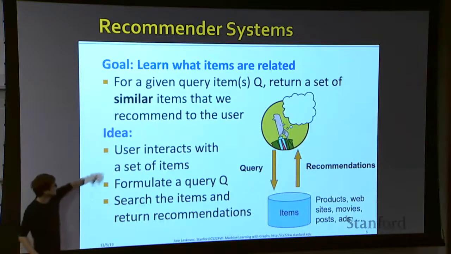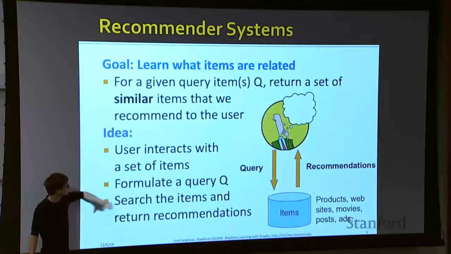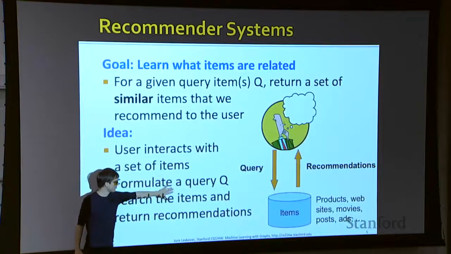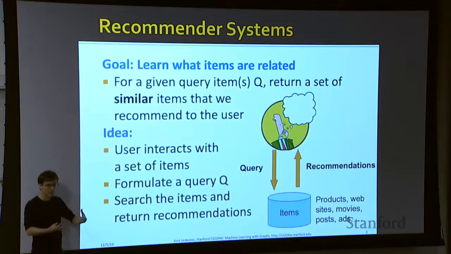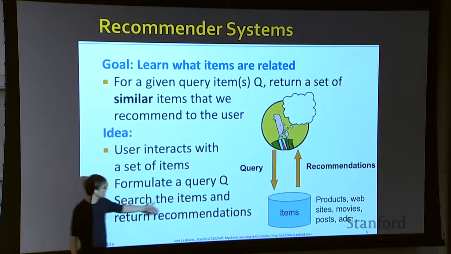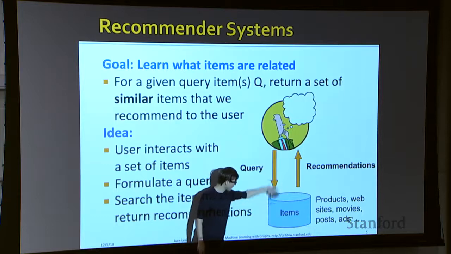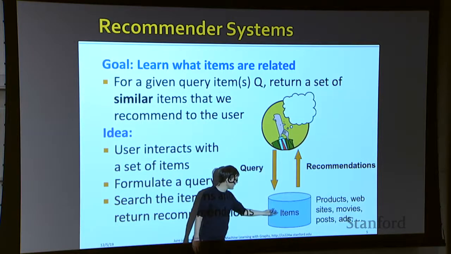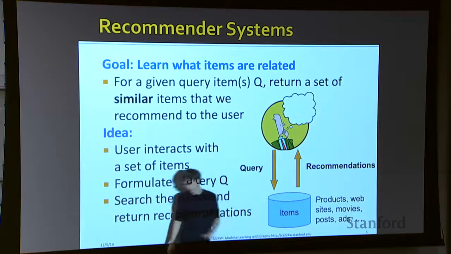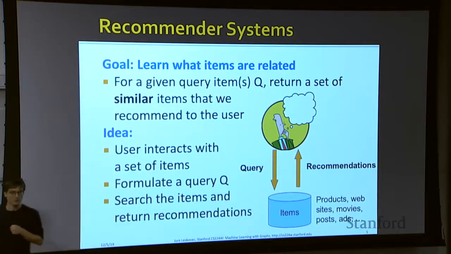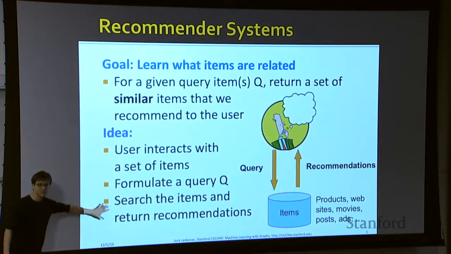So the idea is the user interacts with a set of items. Based on this interaction pattern of the user, I formulate the query, which is a subset of items that the user interacted with in the past. And then based on this query, I go to the search engine, I retrieve some new items, and I return those to the user. Okay? And those are my recommendations.